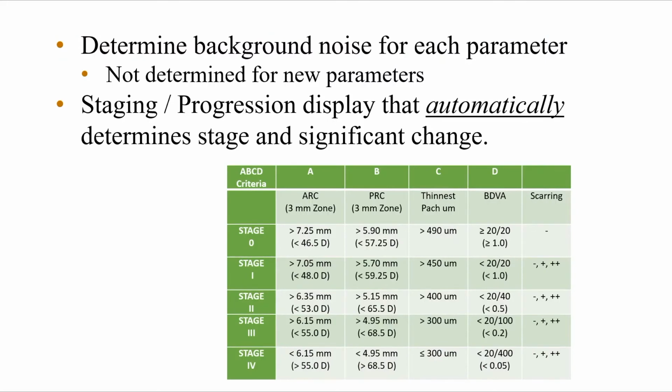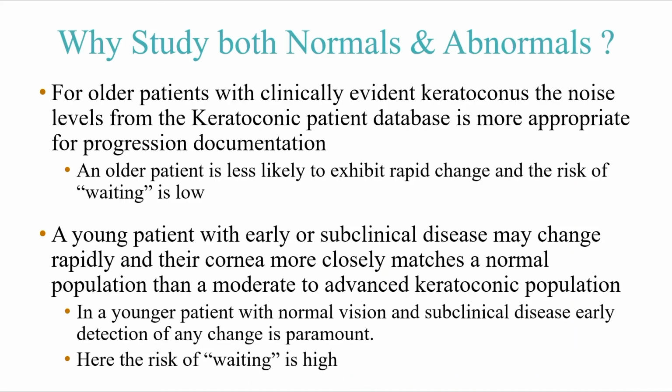And as we said, in order to do that, we needed to determine the background noise of these parameters. Now, the A and B parameters are new parameters, so we did not have confidence intervals or noise levels for these. So we ended up having to do an initial study. We did this a number of years ago. And right off the bat, we knew that we had to look at both normals and abnormals. In other words, keratoconic patients.